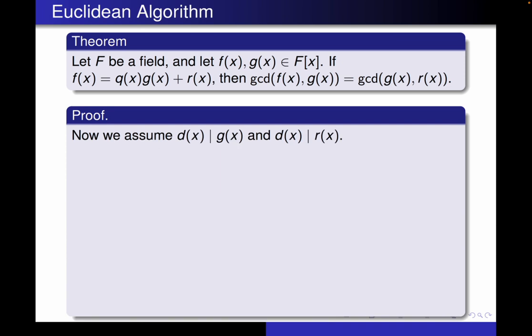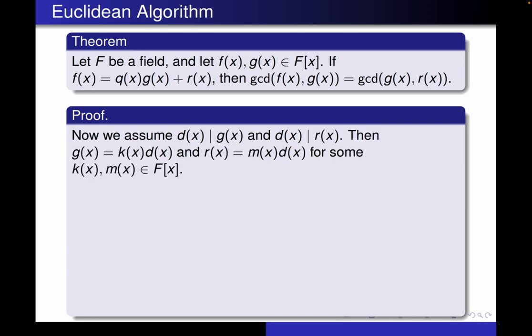Going the other way is going to be almost identical, except actually a little bit easier. We're going to assume that d(x) divides g(x). We're going to assume that d(x) divides r(x), so it's a common divisor of those. And then we're going to show that d(x) divides both f(x) and g(x). So once again, by assumption, we have g(x) equals k(x) d(x), and r(x) equals m(x) d(x), right? That's what it means for d(x) to divide g(x) and r(x).